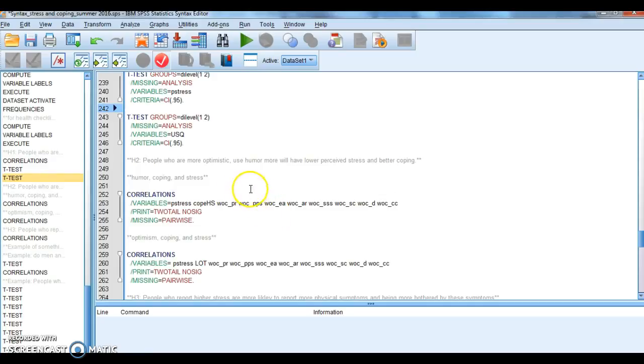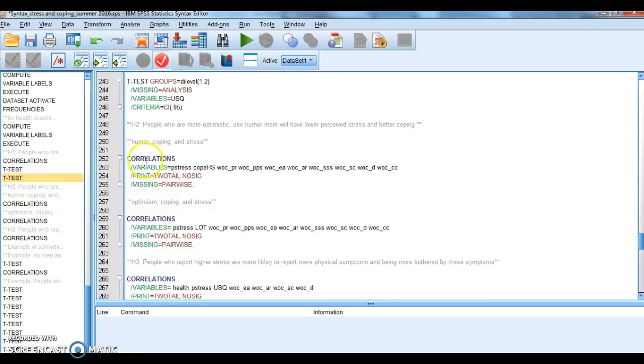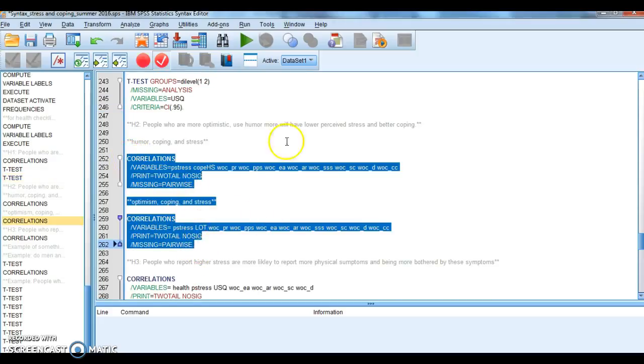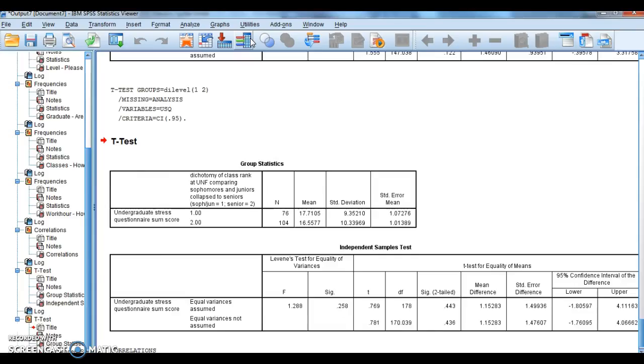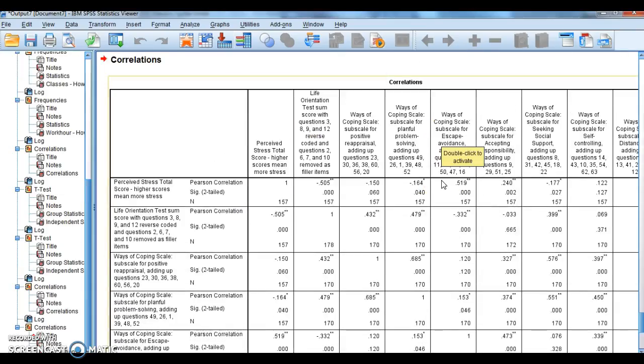For that, we think that people who are more optimistic and use humor more will have lower perceived stress and better coping. You read about this in your textbook, so let's see if that was also found in our class. Now, this is a correlation matrix, and this looks very overwhelming. But I've made it where you only have to look at these first two columns. In fact, when I save this to Blackboard, you will only see these two columns, so you don't have to be overwhelmed by all of this.